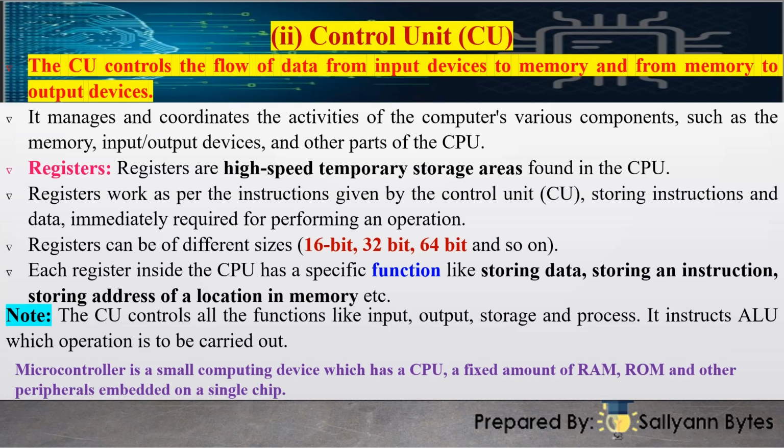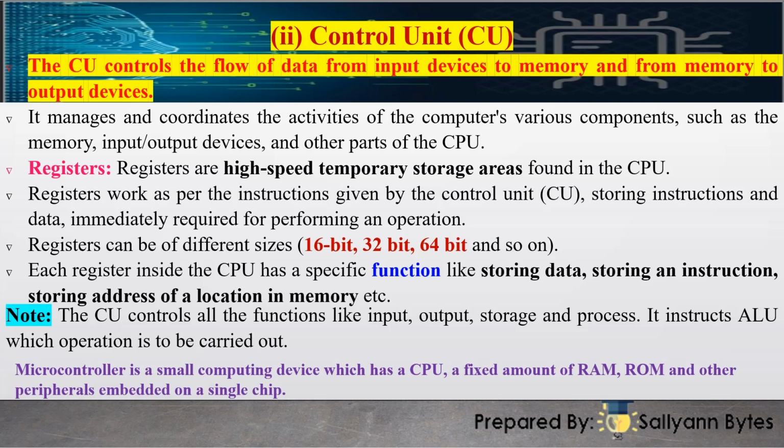Next, we discuss the registers. What is a register? Registers are high-speed temporary storage areas found in the CPU. Registers work as per the instructions given by the control unit, CU, storing instructions and data immediately required for performing an operation. The CPU places the highest priority jobs or data inside registers for faster execution or processing. Registers can be of different sizes, 16-bit, 32-bit, 64-bit, and so on.